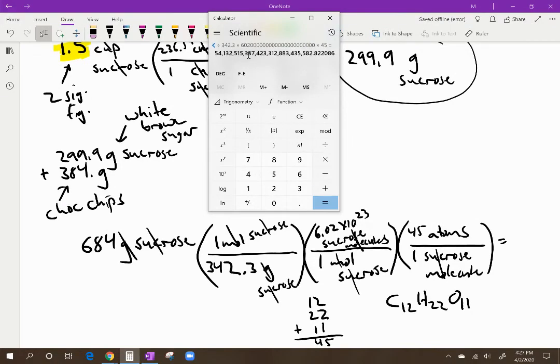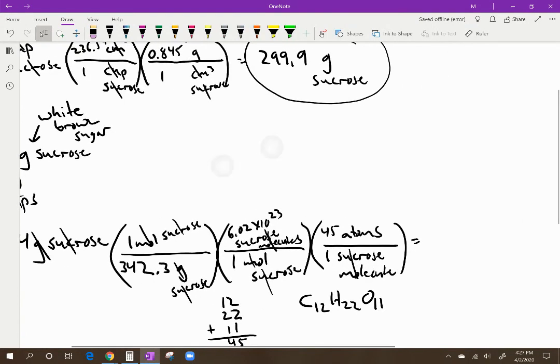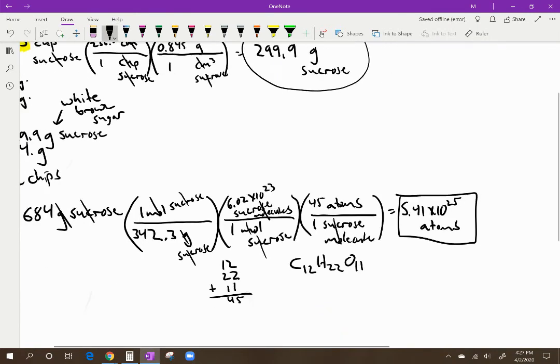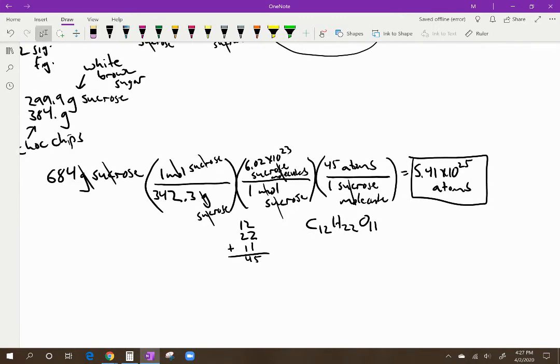So this is a lot of atoms, and I don't want to write down all these digits. I'm only going to use 3 significant figures, and if I put this into scientific notation, I can just say that this is 5.41 times 10 to the 25th atoms. So that's in all of the cookies, right? That's how many atoms in all of the cookies.